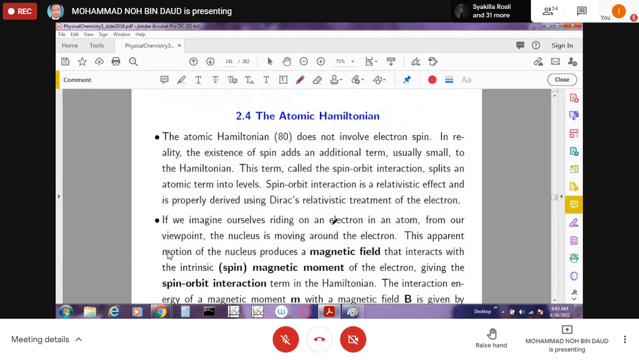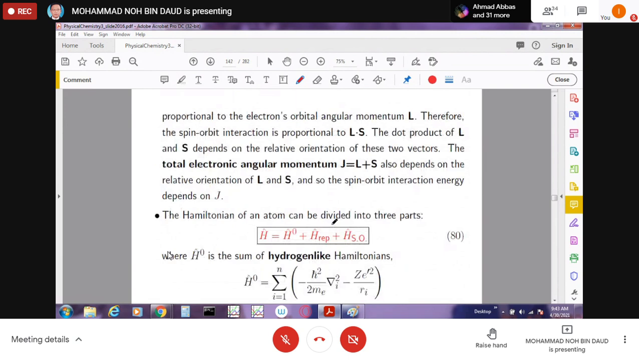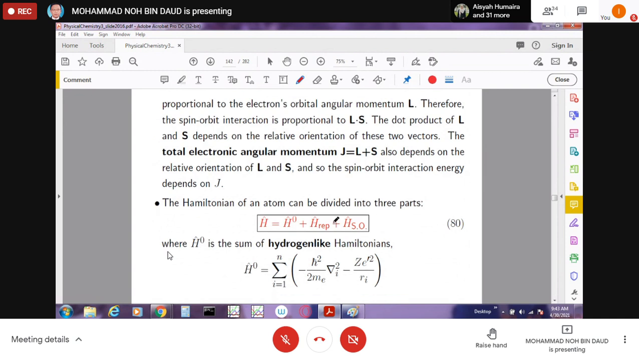Okay, now we are going to discuss the atomic Hamiltonian. So the Hamiltonian for atoms actually can be divided here into 3 parts. The zero order, in terms of perturbation theory, this is the unperturbed Hamiltonian.